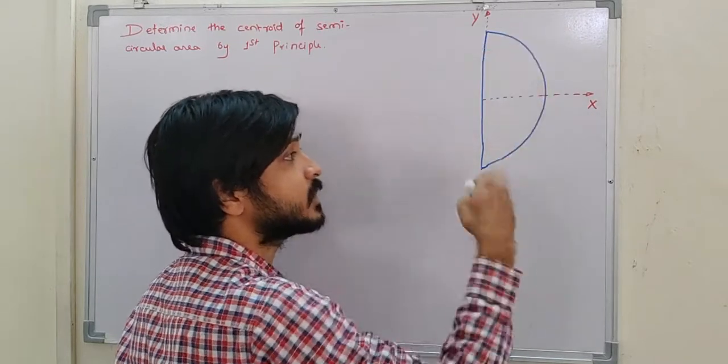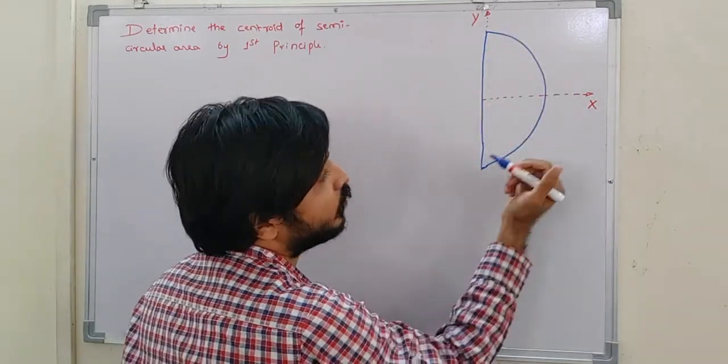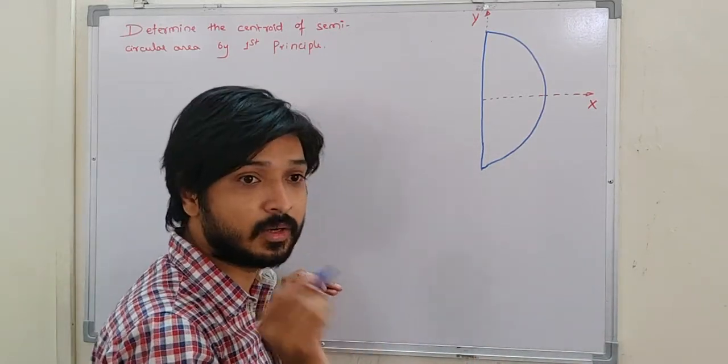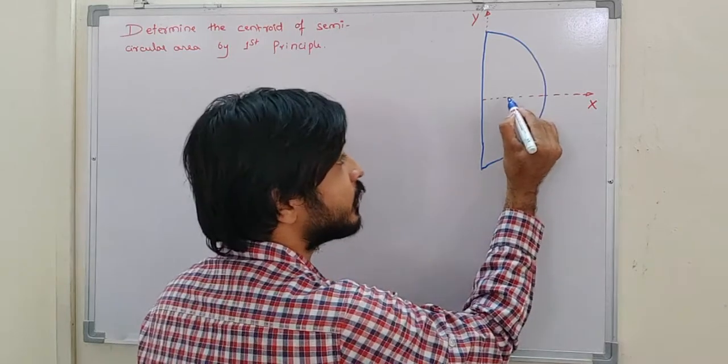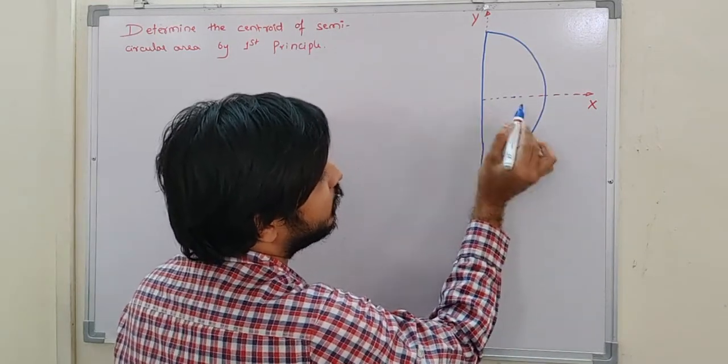this becomes symmetrical on both sides. On the above and below, we have symmetry. Whenever you get any symmetric line, on that symmetric line itself there will be one centroid point. So there will be one centroid point on this line only. So we'll find out this distance.